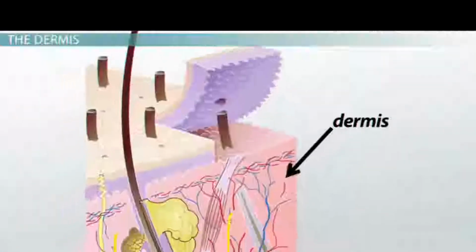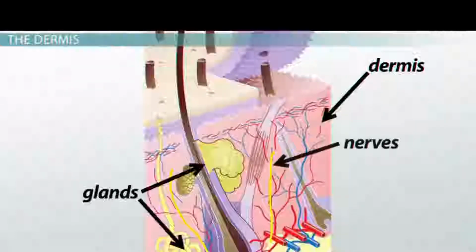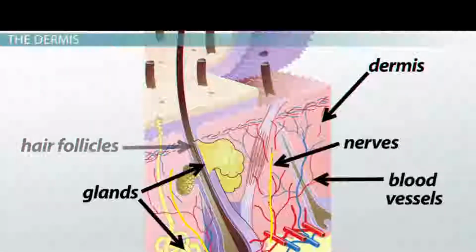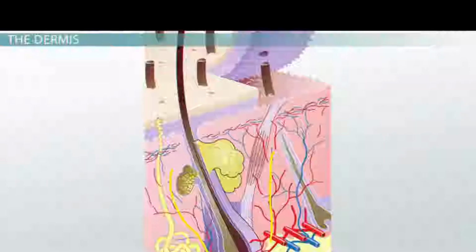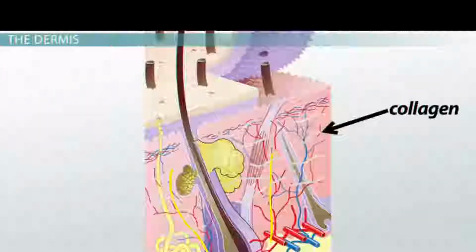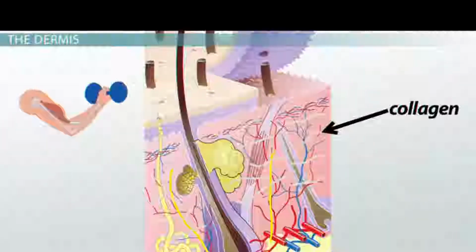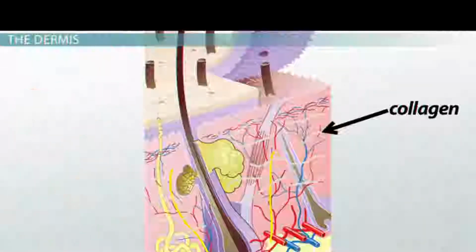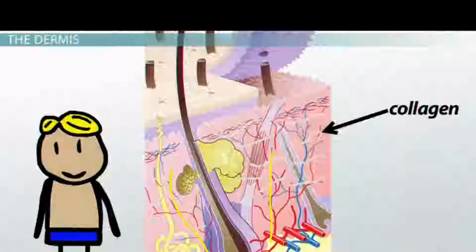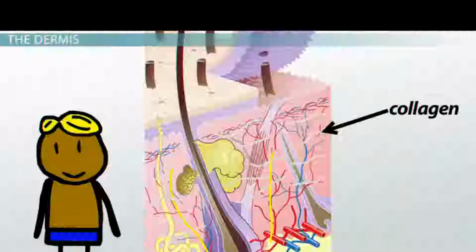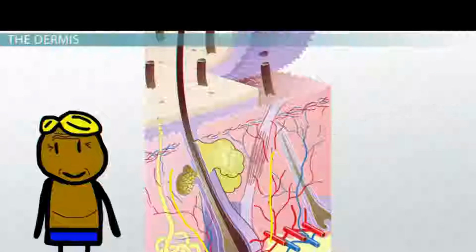Furthermore, the dermis contains glands, nerves, blood vessels, and hair follicles. In addition, the dermis has a famous protein called collagen, which gives our skin its strength and some elasticity. With age, a poor diet, or sun exposure, the collagen will break down, and this will lead to the sagging and wrinkling of our skin.